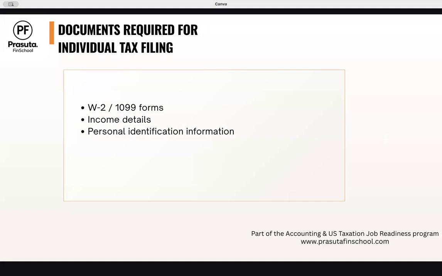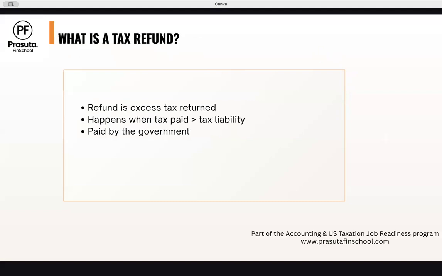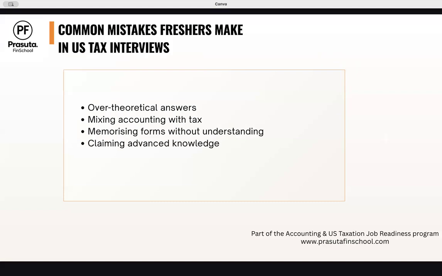Then, what are the documents required for individual tax filing? The documents required are W2, 1099 forms, income details, and personal identification information. These are a few of the documents required to file an individual tax return. Then what is a tax refund? A refund is excess tax returned. It happens when tax paid is greater than the tax liability, and it is paid by the government as a return to the individual, as they have paid some additional taxes.